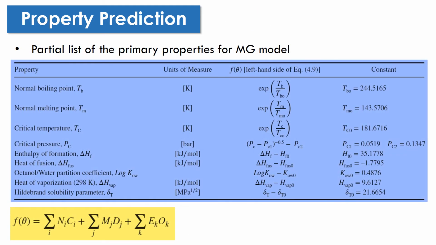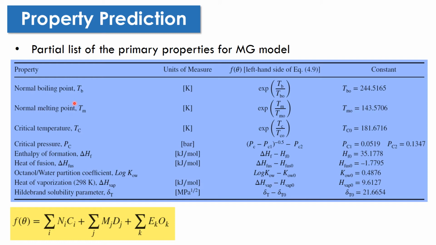So we know that this is Marrero and Gani. The right side is clear in terms of how to get it. What about the left side? The left side of this equation is based on the type of property that we are interested in. These are a partial list of primary properties for the MG model. This is only a partial list. There are many more primary properties that the MG model can be used to predict.